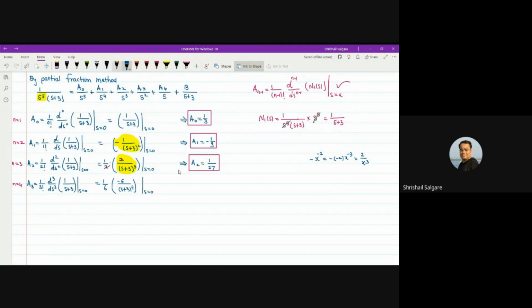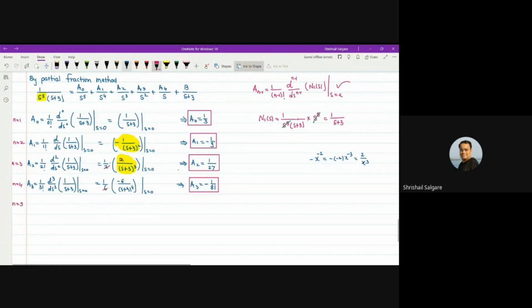Now here you can notice that this minus 6 and this 6 get cancelled, and the value of the term a3 comes as a negative. I think 1 upon 81, because 3 raised to 4. Yes, sir, minus 1 upon 81. That is the next coefficient. One more we have to find. So next, n is equal to 5.